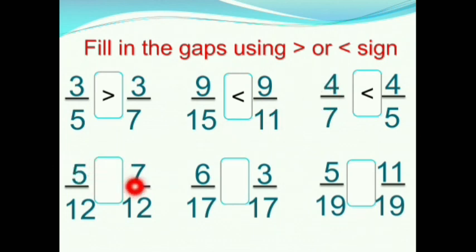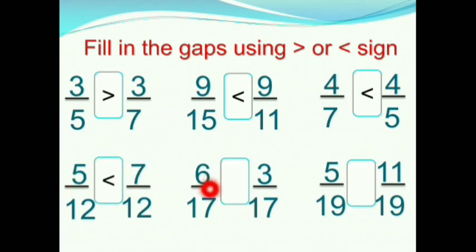Children, here we have 5 by 12 and 7 by 12. Here the denominators are same. When the denominators are same, greater the numerator, greater the value of the fraction. Here the numerators are 5 and 7. 7 is greater than 5. Therefore, 7 by 12 is greater than 5 by 12.